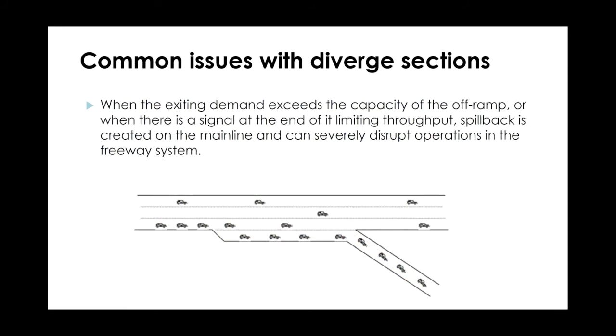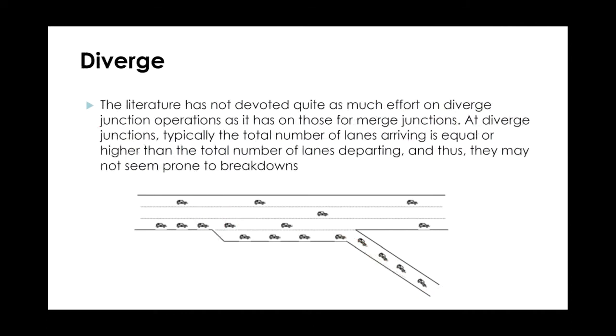Some common issues with diverge sections, as I touched on, is when the number of vehicles that are taking the off-ramp exceeds the capacity of the off-ramp, whether because of a signal or because demand is simply larger than the capacity of the off-ramp, a spillback is created on the main line. So traffic will back up to the main line, and it will create a bottleneck here, and it severely disrupts operations on freeways.